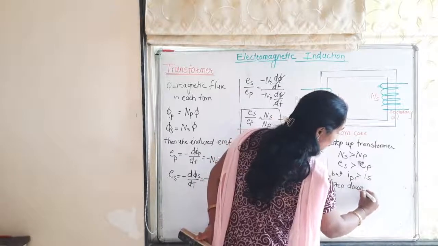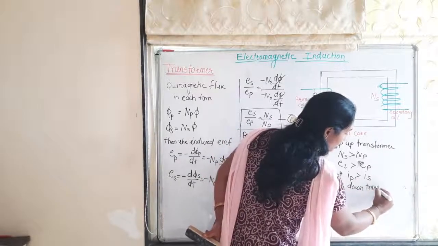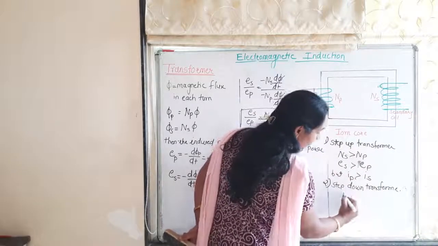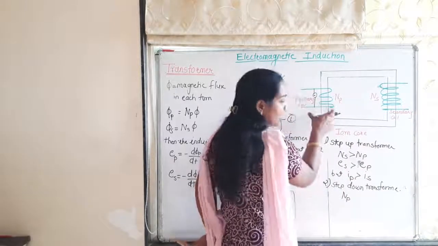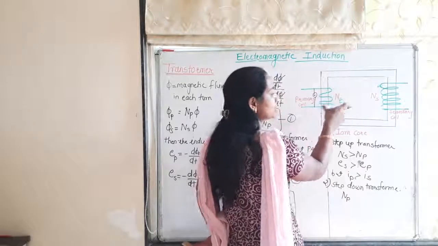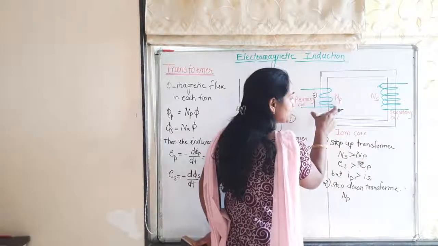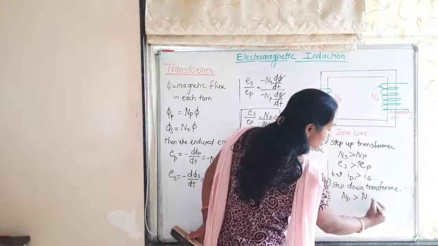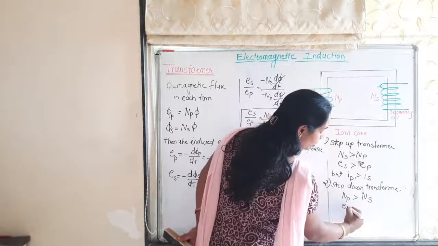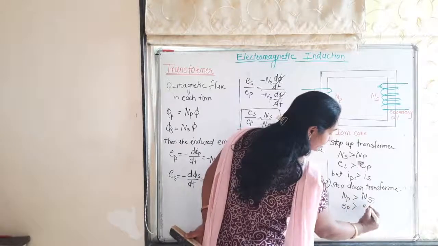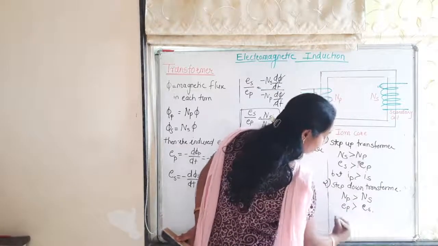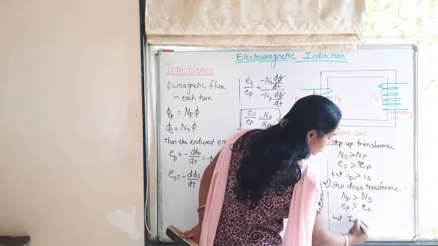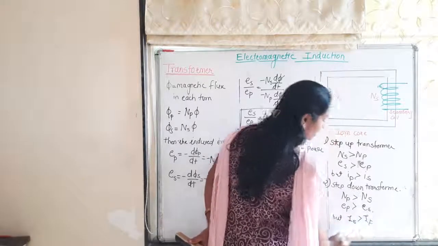The second is the step down transformer. Here a higher voltage is converted into a low voltage, which means the number of turns in the primary coil is greater than the number of turns in the secondary coil. The EMF in the primary coil is also greater than the EMF in the secondary coil, but the current Is is greater than Ip.